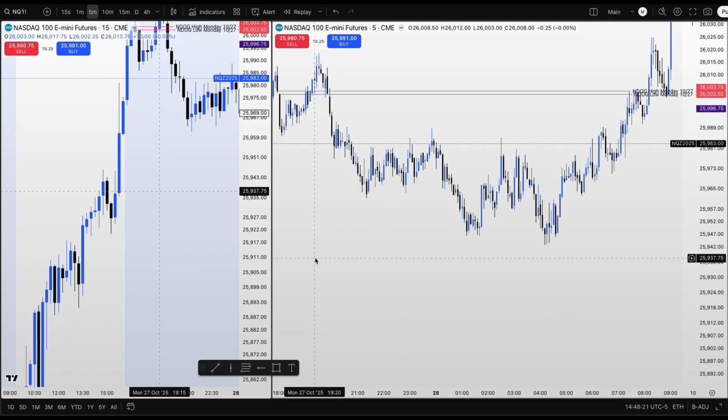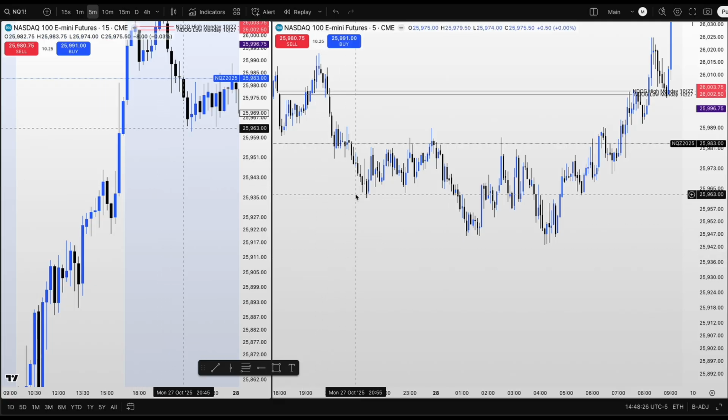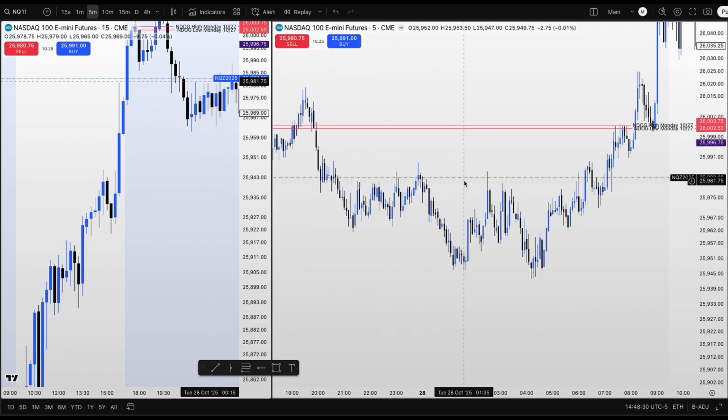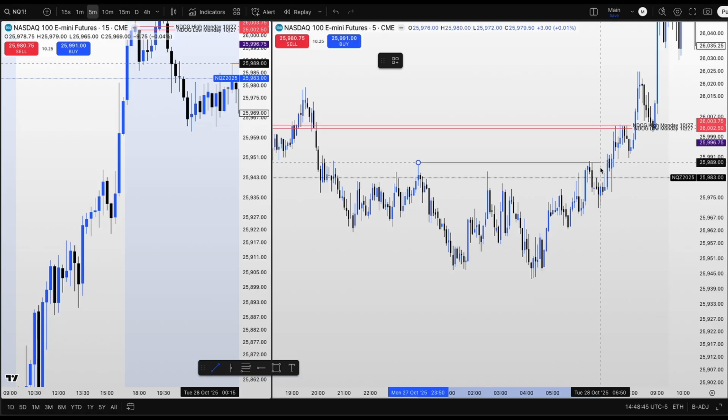So here I'm going to show you the trade I took on Tuesday during the London session. On the right here, I have the 5-minute chart. What I like to do first is always create a narrative of where I think price will go. The way I do that is I look for relative equal highs and lows. Here we can see we have very smooth equal highs.